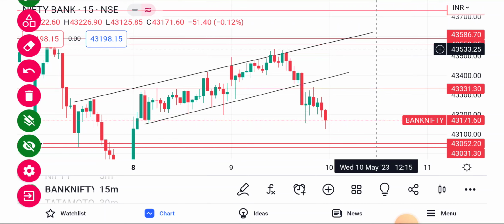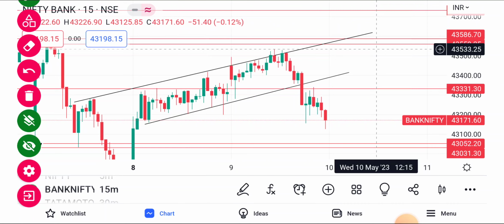Now what does it indicate? It indicates that this was a support till the first half. Now it has become a resistance and the market is taking rejection here. So how to play it tomorrow?